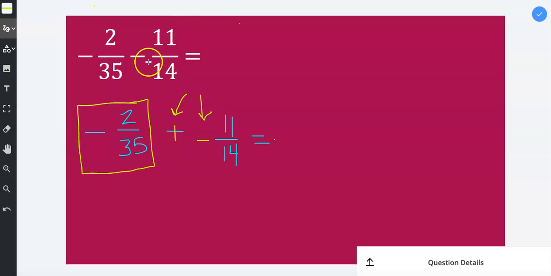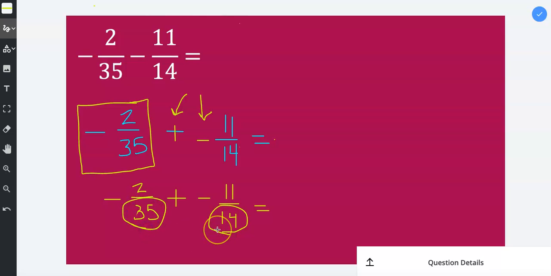A lot of you are having trouble with problems like this. I want you to realize that subtracting 11/14 is the same as adding negative 11/14. Something you're supposed to learn in 7th grade. Right now I have -2/35 plus -11/14. Next, I need to make sure that I have the denominators the same.